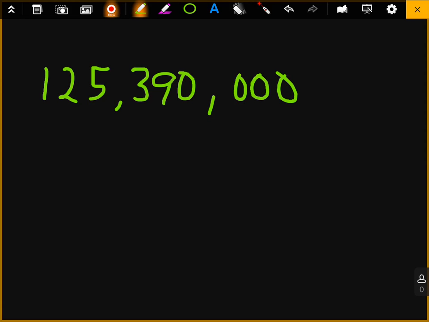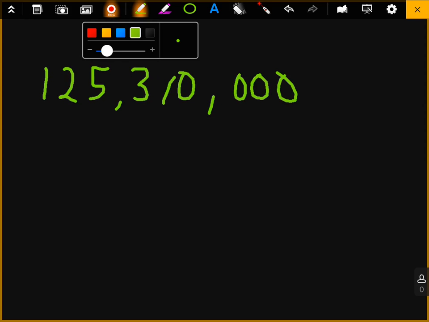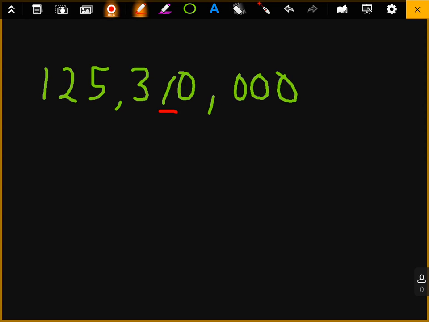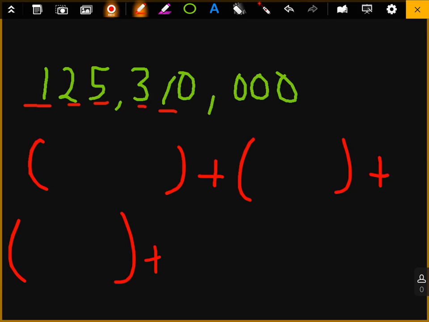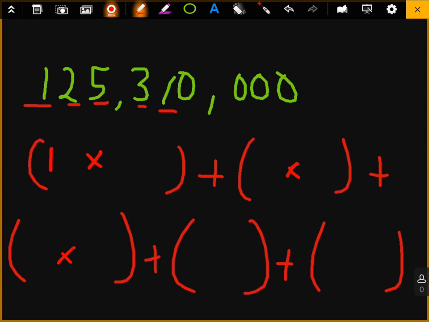125,390,000. Okay? Well, first question, where are my whole numbers? Here, here, here, here, here. Right? I got 5. So I'm going to be needing 5 different parentheses. Okay? And if that helps, go ahead and do that. 1, 2, 3, 4, and 5. The first one is the ones place, right? So it's going to be 1, and you know these are all going to be multiplication. 1 times 100 million.